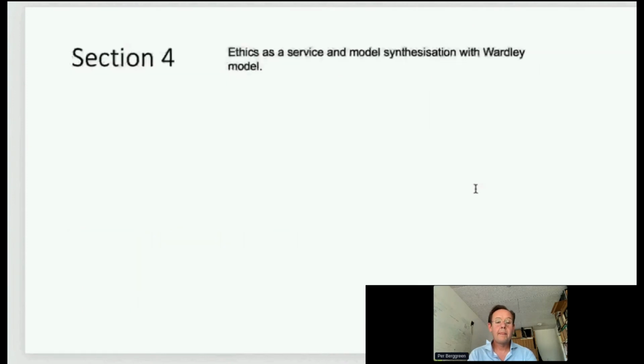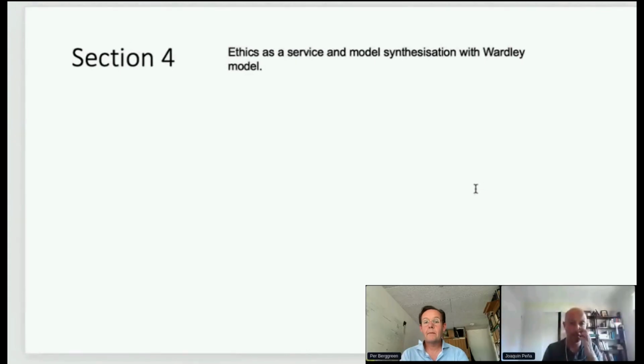I know it's fast. I hope we can make it. Very briefly on the ethics as a service, and then to look at the synthesization of all these things into the Wortley map.